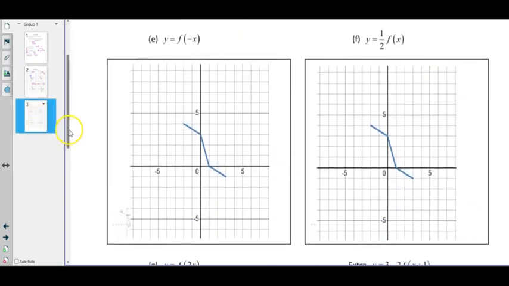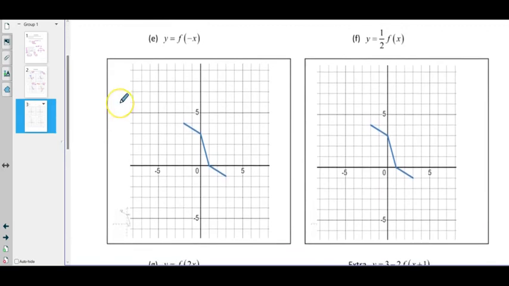All right. Now, Example E. Example E has a negative inside of my function. Just as we did in the previous example, anytime I multiply by a negative, that is going to represent a reflection. And our reflection, since it is inside, means that it will be a horizontal reflection. The horizontal reflection means that we are going over the y-axis, going left to right.